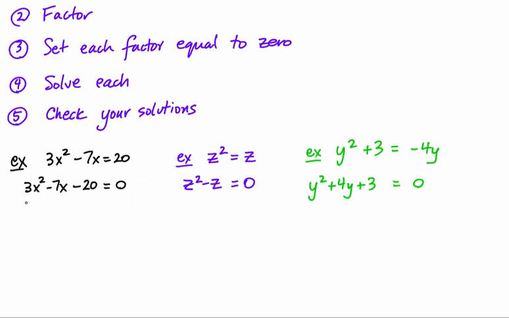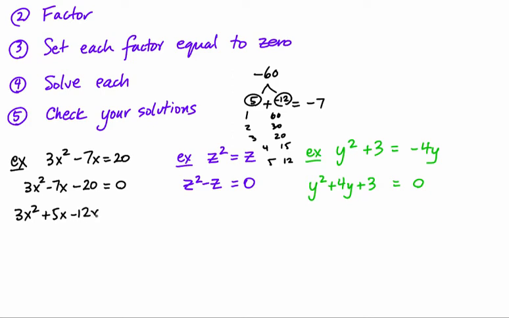So this first one, I need to remember the previous learnings on factoring. I have to do 3 times negative 20, that would be negative 60, and find 2 factors that add up to the middle term of negative 7. So I can think about, is it 1 and 60, or 2 and 30, or 3 and 20, or 4 and 15, or 5 and 12. Oh, 5 and 12 might work. So I want it to be negative, so positive 5 and negative 12. And so I decompose this to plus 5x minus 12x minus 20 equals 0.